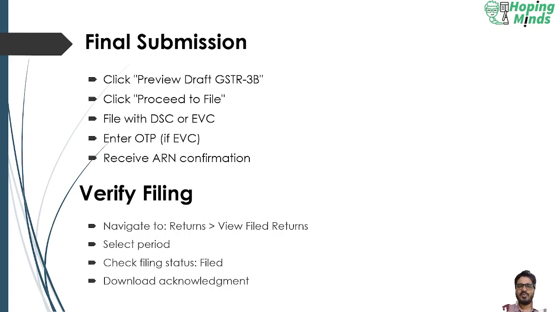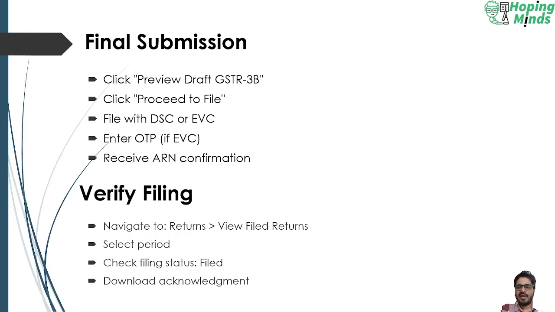Then we have to click on proceed to file, and finally we have to submit the GSTR-3B with the DSC or EVC as per convenience. And also after selecting the EVC option, we need to enter the OTP and finally submit the GSTR-3B return. Upon the final submission, we will receive an ARN confirming the submission.